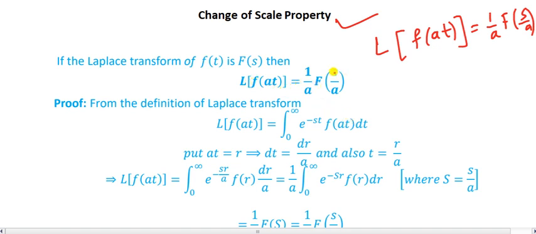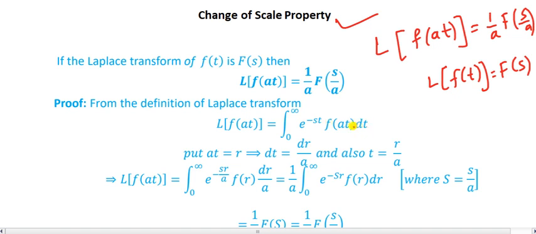This F of s means the Laplace transform, as we know that the Laplace transform of f of t is represented by F of s. So in this particular case, L of f of at is equal to 1 divided by a, the constant in the denominator, and again a in the denominator of the argument. Let us prove this first. We know that the Laplace transform of f of at is equal to the integral from 0 to infinity of e to the power minus st f of at dt.